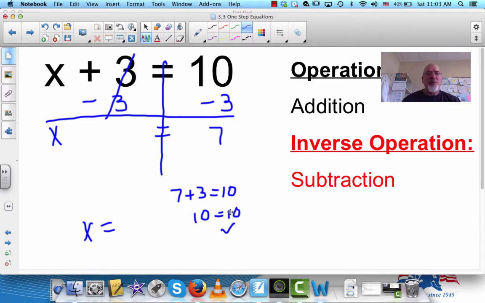Once again, I want to tell you that checking is very important. It ensures that you get the correct answer, and all your equations that you work with will not be as basic as the ones that you're working with now. So it's a good habit to get into, to be checking your answers.